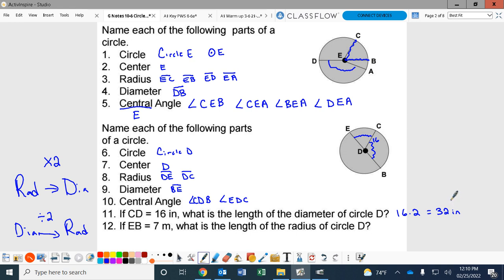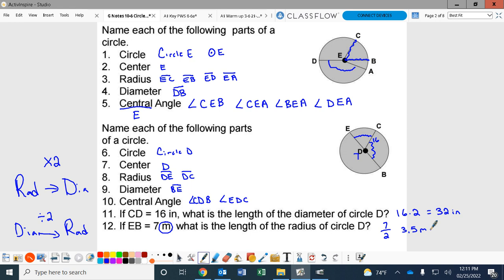For the next one, EB is equal to 7 meters. EB is right here and it's 7 meters. Is EB a diameter or a radius? Diameter. So what do I have to do to that 7 to make it into a radius? Divide by 2, which would make it 3.5 meters. You don't square the inches. No, you don't, because this is a distance. Distances are not squared, only area. Good question. That'll show up more as we go forward. Anybody else?